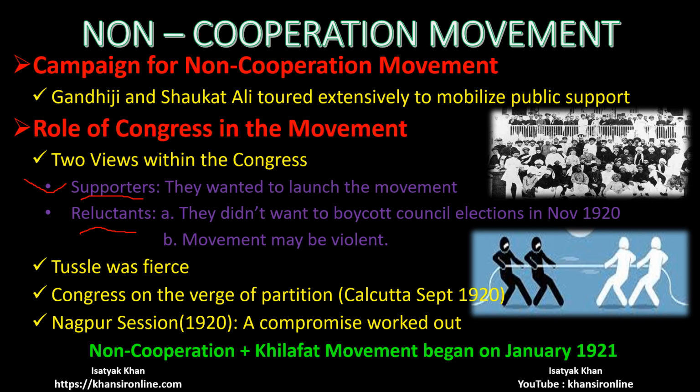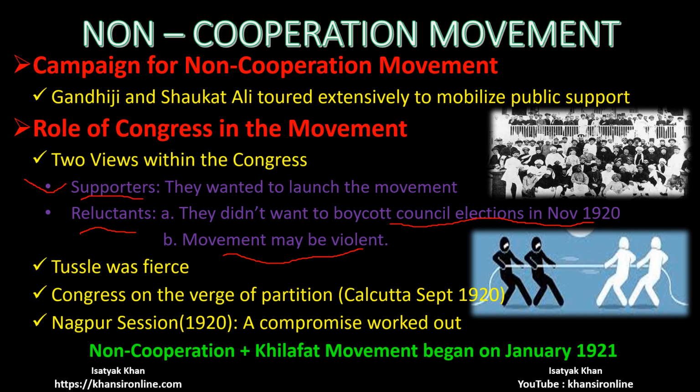Otherwise, if we practice, we'll have to boycott the provincial elections that were proposed in November 1920. And some people of the Congress did not want to boycott those elections. And they also believed that if we do any kind of movement, the British will take repressive measures and violence will start, and again Gandhiji will withdraw the movement. So there were two opinions and there was a tussle.